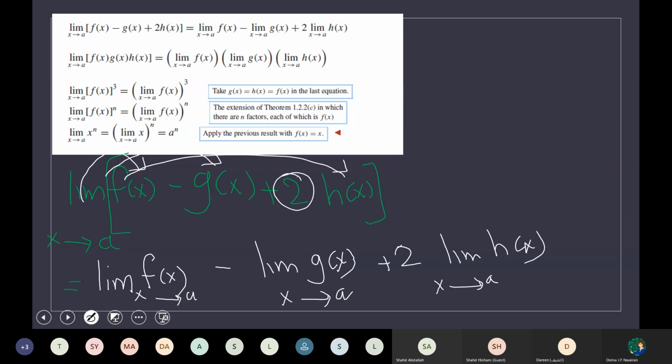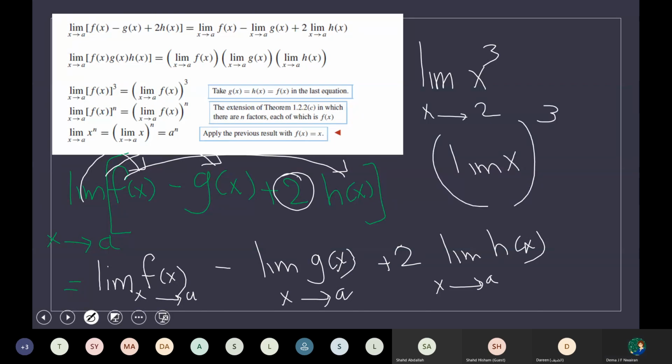And if you have limit of x cubed, as an example, you can rewrite it as the limit of x, cubed, when x approaches 2. These are some strategies of the limit.